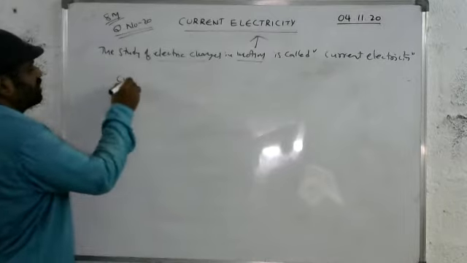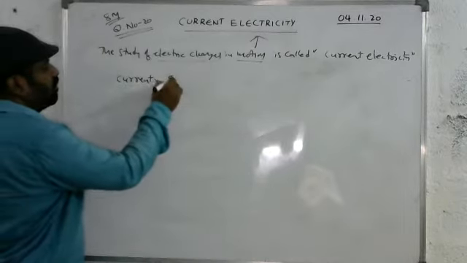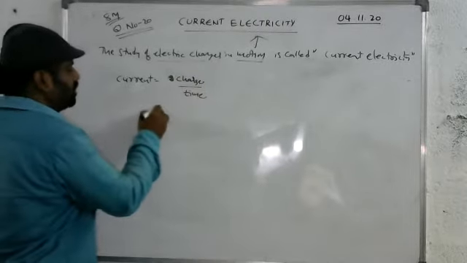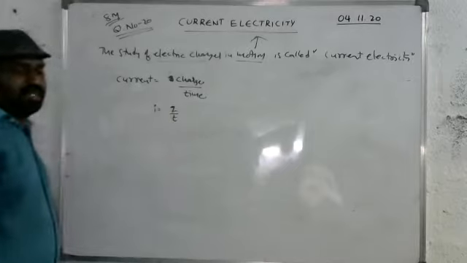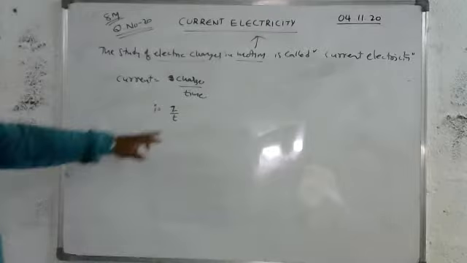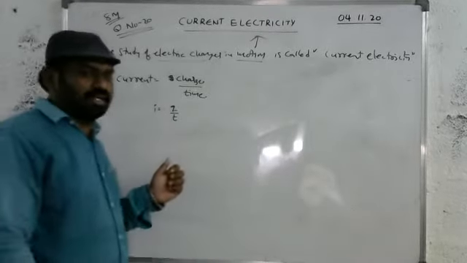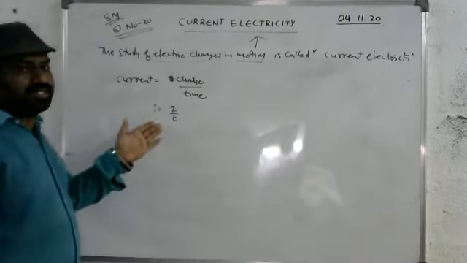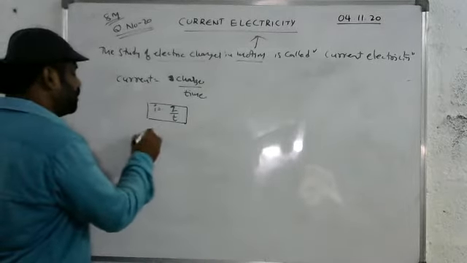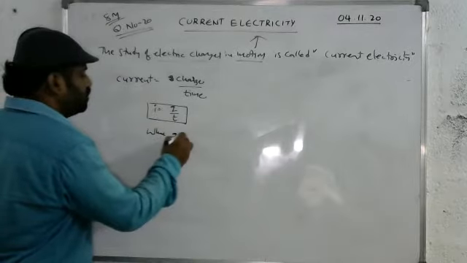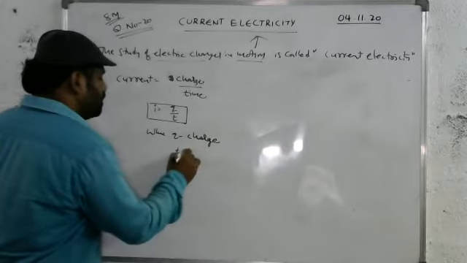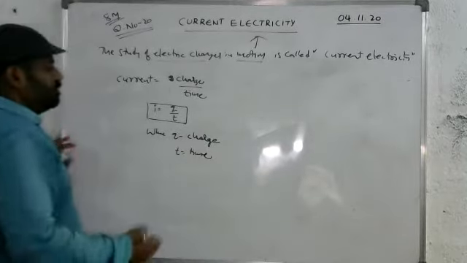What is meant by current? Current means the rate of flow of charge. That is, charge by time, so we can write I is equal to Q by T. The rate of flow of charge through any cross section of a conductor is said to be current. So I is equal to Q by T, where Q is the charge and T is the time. Charge by time is said to be current I.